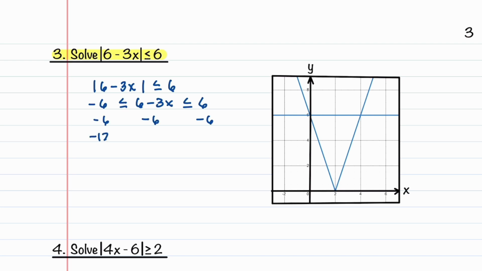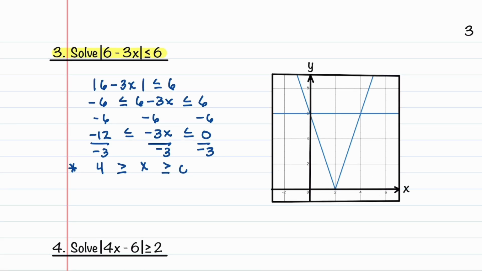This gives us a minus 12 on the left, is less than or equal to minus 3x in the middle, is less than or equal to 0. Now to get the x by itself, we're going to divide each piece by negative 3. I'm going to put a star here because this next part's super important. When you divide by a negative and you're working with inequalities, you have to change the inequality. So on the left, we're going to get a 4, but instead of a less than or equal, we're going to have a greater than or equal. And then we have x. And then the right-hand inequality also flips, and we have a greater than or equal to 0.